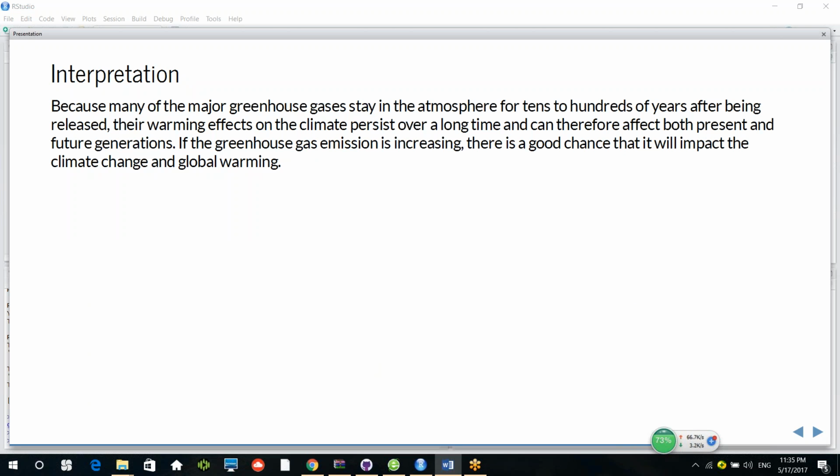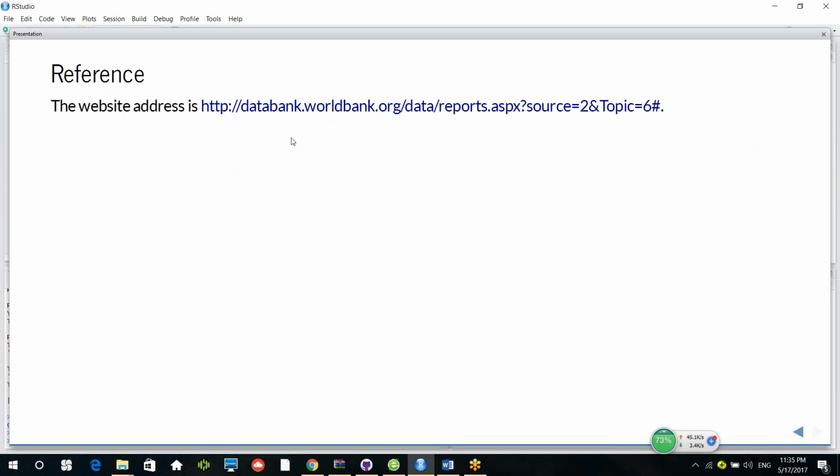Because many of the major greenhouse gases stay in the atmosphere for tens to hundreds of years after being released, their warming effects on the climate persist over a long time and therefore affect both present and future generations. If the greenhouse gas emissions are decreasing, there's a good chance that it will impact climate change and the global warming. And the data set I'm using is from the World Bank.